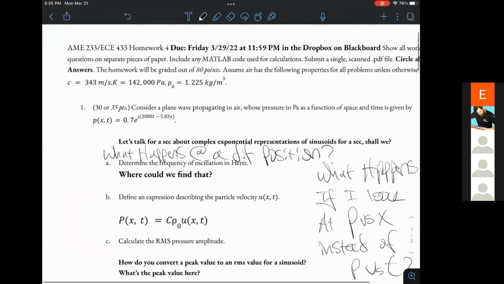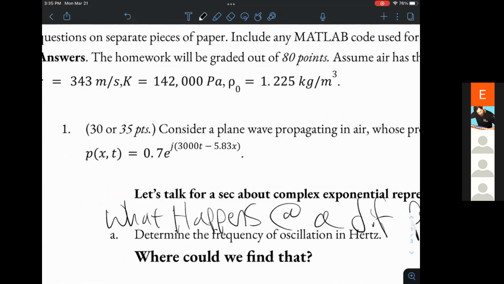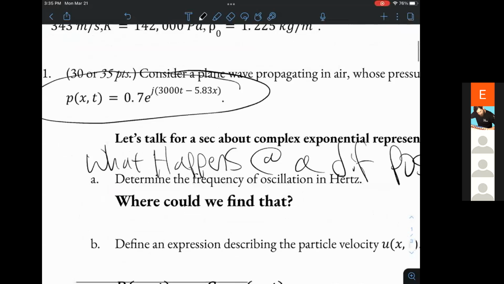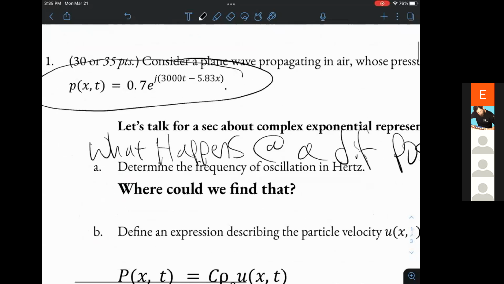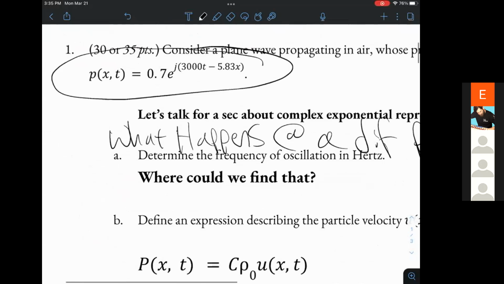So the first question here is determine the frequency of oscillation in hertz. So we're looking at this guy right here. This is our equation for pressure as a function of position and time. Where are we going to find that bad boy? I want the frequency of oscillation in hertz. Where does that live in there?